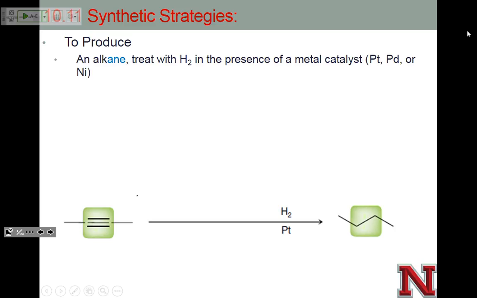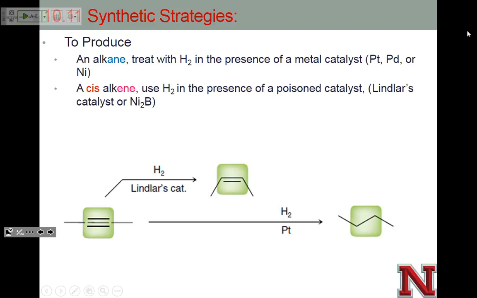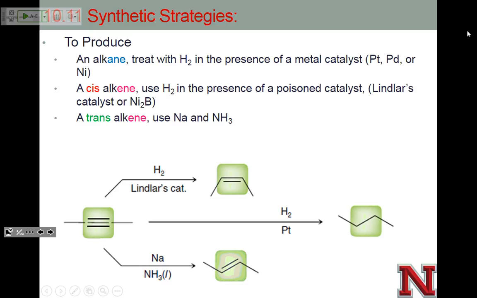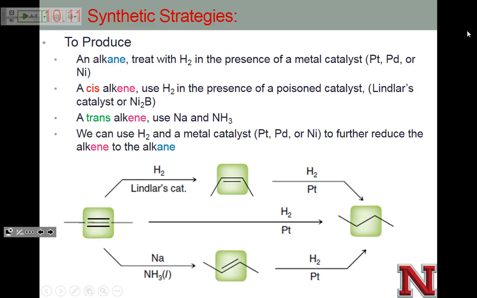If we wanted to stop at a pi bond, which still has reactivity, we can use H2 and Lindlar's catalyst to get our cis. And for trans, we can use our sodium metal and liquid ammonia to get our trans. Then once we have those, we can still completely hydrogenate it because we know our double bonds can also be hydrogenated. But again, this final product is not very useful for synthesis, so usually that would be our final product.